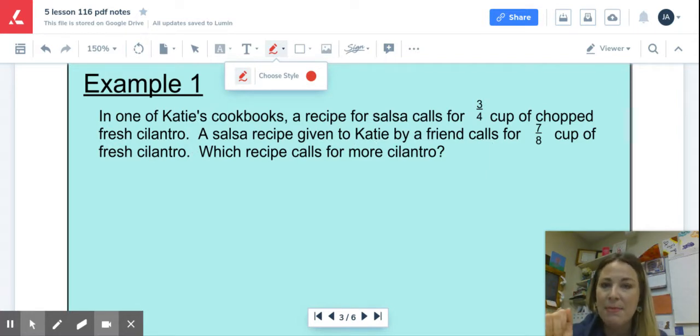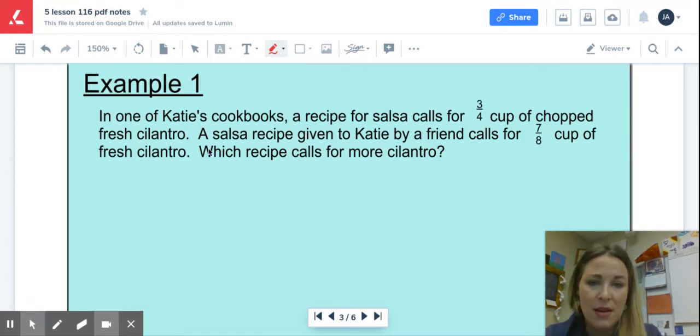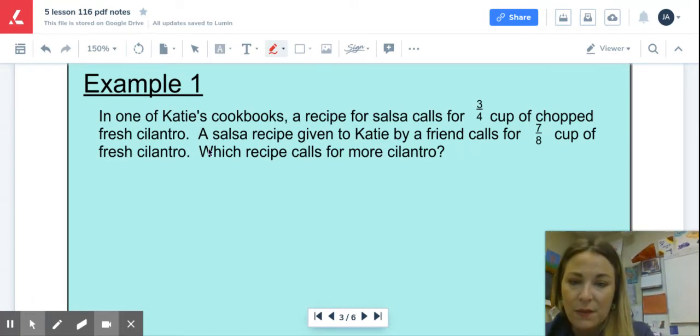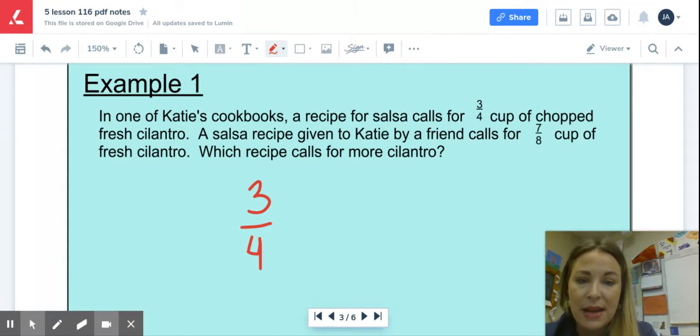So just like any math problem, it's really important that we're looking here at what exactly they are asking us. They're not asking us to add these together. They're not asking us to convert anything. They're just asking us to really compare the two. Which one is bigger? Whose recipe has more? So let's just start by writing out the fractions that were given. Katie's recipe calls for 3/4 of a cup, and her friend's recipe calls for 7/8 of a cup.